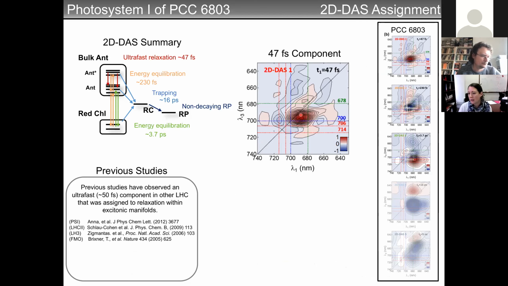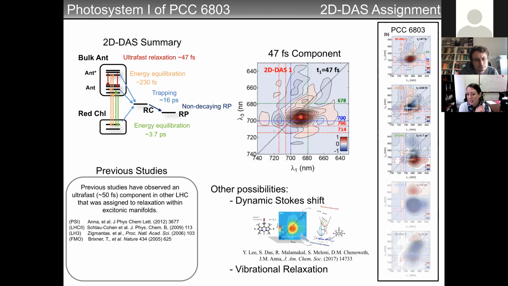And there's been previous studies on other light harvesting complexes that have fewer chlorophyll molecules. So with those studies, cross peaks can actually be resolved. Right, so you can see cross peaks with excitonic states, and you can see a growth that's on the 50 femtosecond timescale, and that's been attributed to exciton relaxation, or relaxation within an excitonic manifold. Right, and so that could be giving rise to this peak here in photosystem 1, but there's also some other possibilities too, right? Because there's lots of different chlorophylls contributing to this peak here, so we don't resolve individual cross peaks. And some of the other possibilities is there could be a dynamic Stokes shift contribution here, but there also could be vibrational relaxation. And I'm going to come back to the dynamic Stokes shift in the second part.